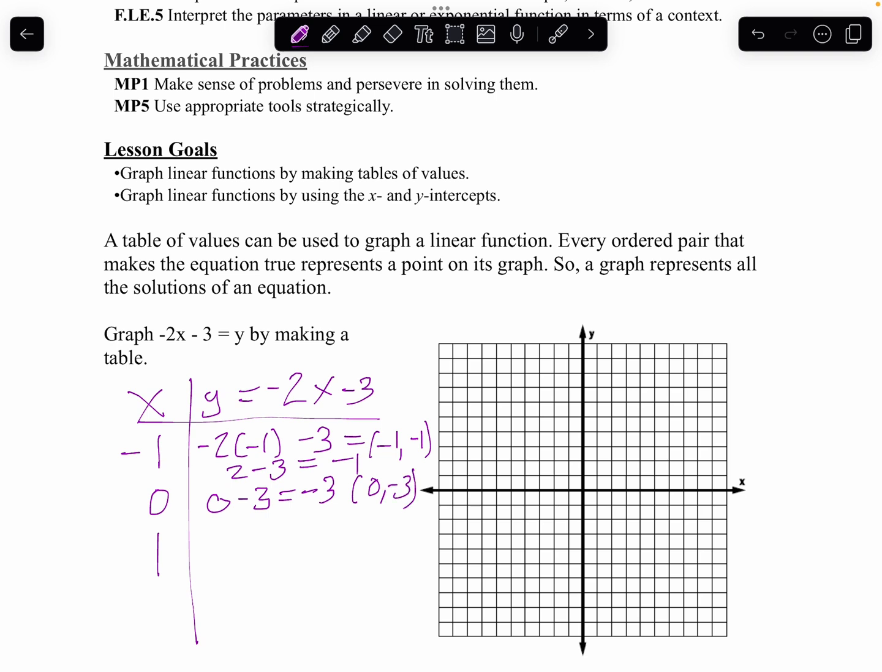And then we'll do 1. Negative 2 times 1 minus 3. So that's negative 2 minus 3, which is negative 5. So I'm going to graph the point 1 and negative 5. So now let's plot our points. I'm going to make my graph a little bit bigger so we can zoom in and actually see it.